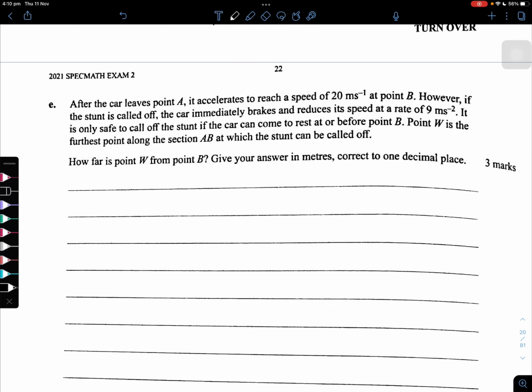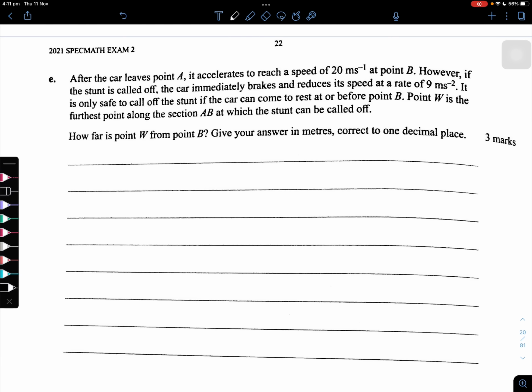After the car leaves point A, it accelerates to reach a speed of 20 meters per second at point B. However, if the stunt is called off, the car immediately brakes and reduces its speed at a rate of 9 meters per second squared. It's only safe to call off the stunt if the car can come to rest at or before point B. Point W is the furthest point along the section AB at which the stunt can be called off. How far is point W from point B? Give your answer in meters correct to 1 decimal place.